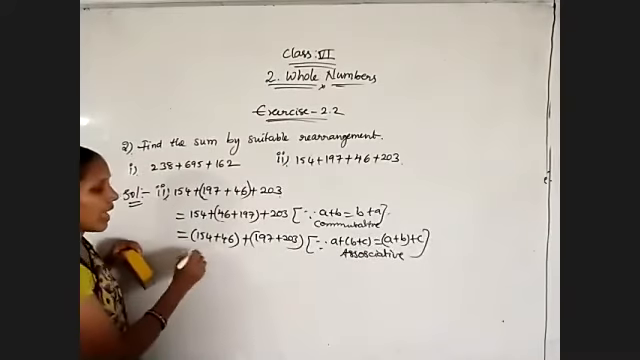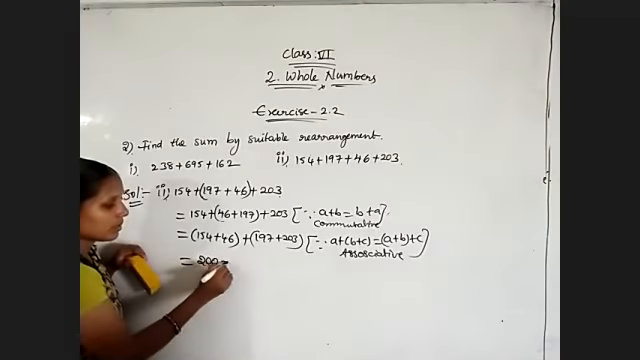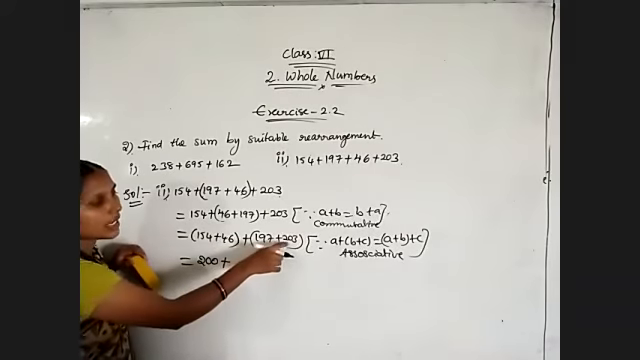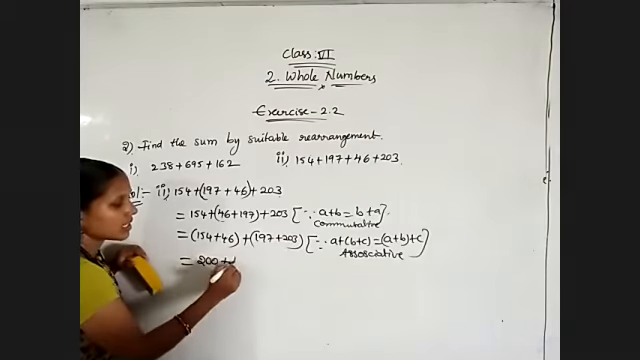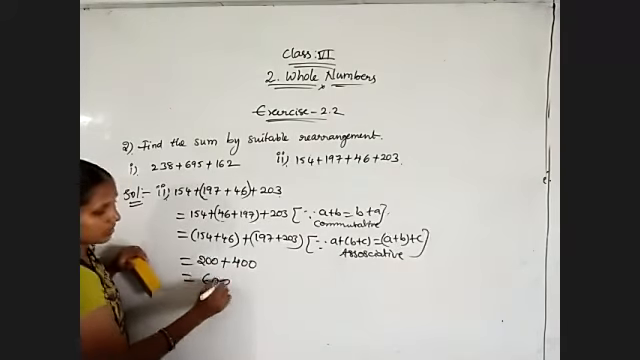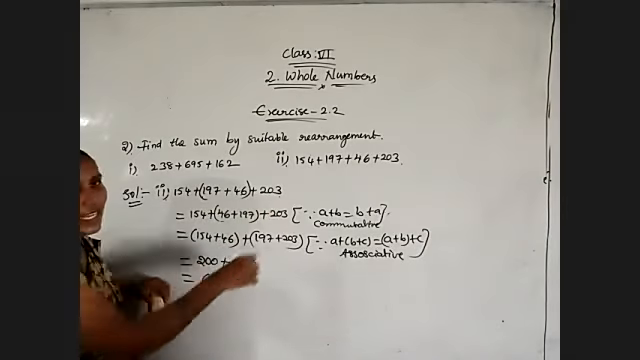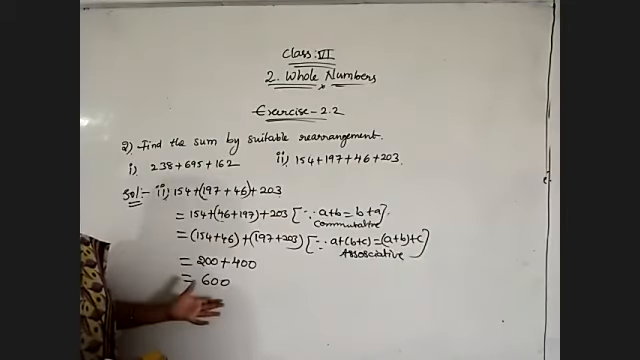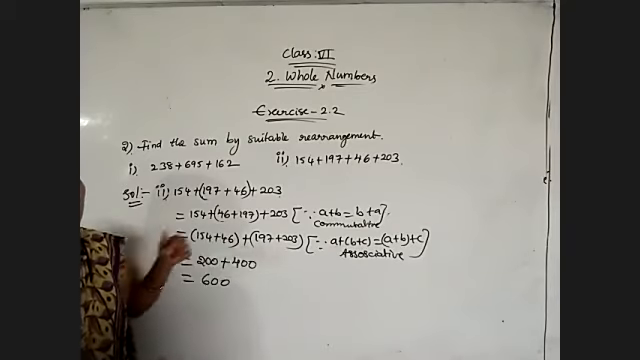Now add 154 plus 46, that is 200 plus 197 plus 203. 197 plus 3 is 200. 200 plus 200 is 400. So which is equal to 600. See, without adding anything, we are directly getting the answer. Okay, we are avoiding the difficulty using the property.